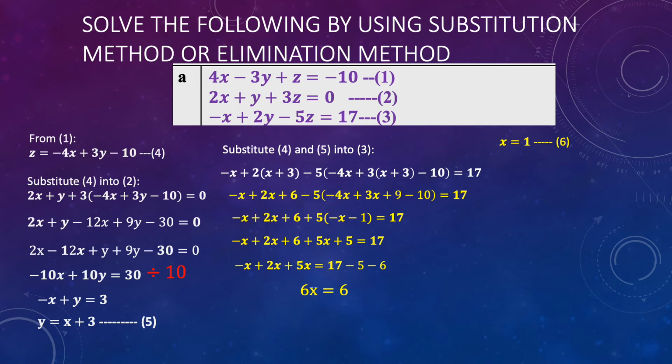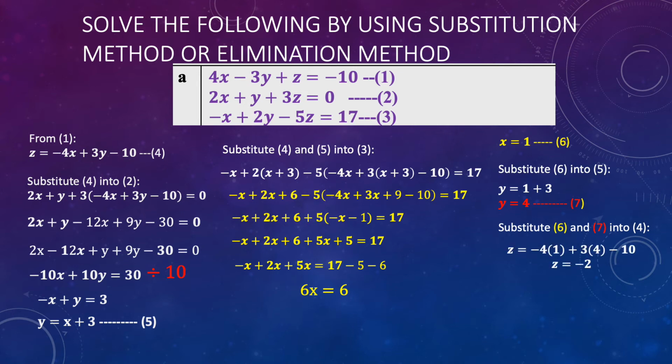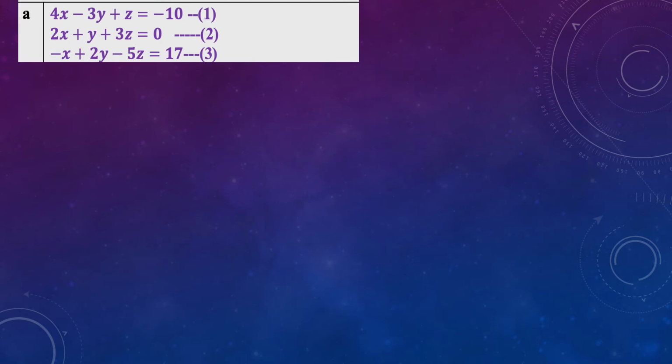Then you substitute x equals 1 into equation 5. You get y equals 1 plus 3, so y equals 4. Then x equals 1 and y equals 4, that is equations 6 and 7. You substitute into equation 4 and get z equals negative 4 times 1 plus 3 times 4 minus 10. Therefore, z equals negative 2. So that is the substitution method.